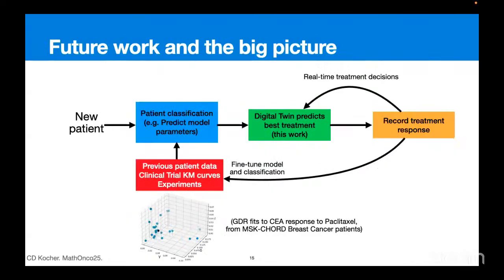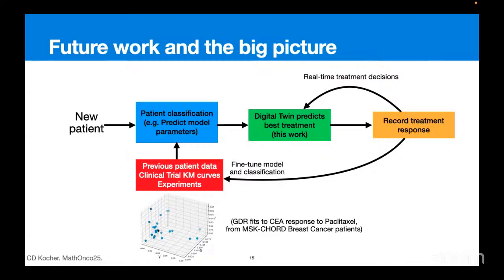And so I just want to close by putting this into perspective. I've been at MSK for, I think it's 6 or 7 months now. And so this is where we're going. What we want to do is, if we get a new patient, we want to take baseline data on that patient, classify them, predict their model parameters, and then use this digital twin simulated annealing algorithm framework to predict the best treatment. Then we want to see what happens with that treatment and make real-time treatment decisions based on what's going on, updating our model parameters, and things like that.